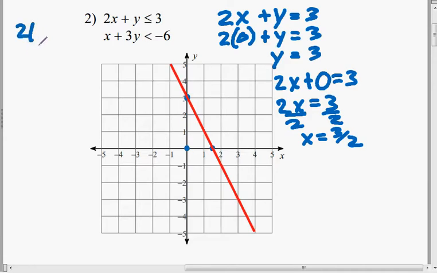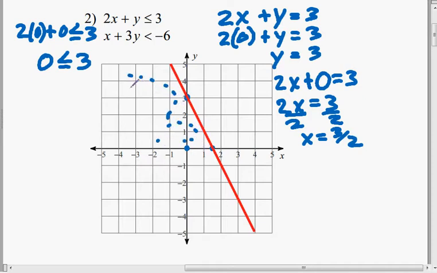2x plus y, 2 times 0 plus 0, less than or equal to 3. Is that true? 2 times 0 is 0, plus 0 is 0. 0 is less than or equal to 3. Is that true? Yes. Since that is true, I know that this point works, so I am going to shade everything on that side of my line. If it hadn't worked, I would shade the other side of the line.